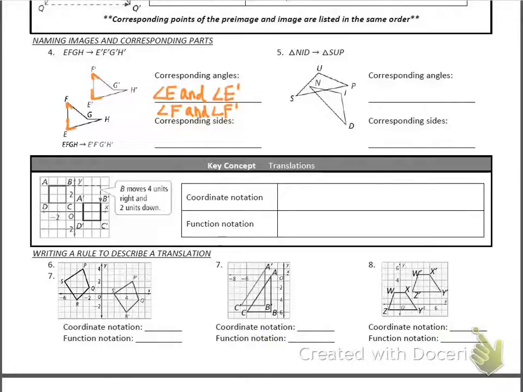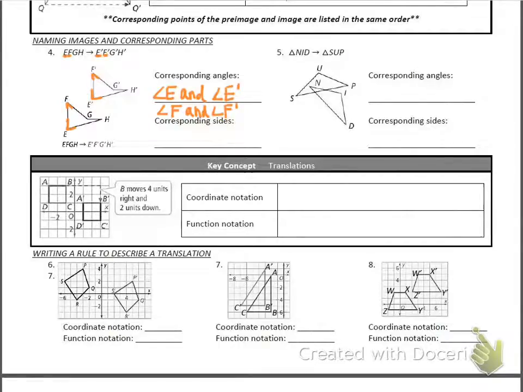Okay, so I'm not trying to trick you. It really is that simple. Okay? Another way we could tell is that when I'm listing it in order, E and E prime are in the same spot. F and F prime are in the same spot. Okay? I'm not going to list all the rest of them. The other ones, G and G prime correspond. H and H prime correspond.